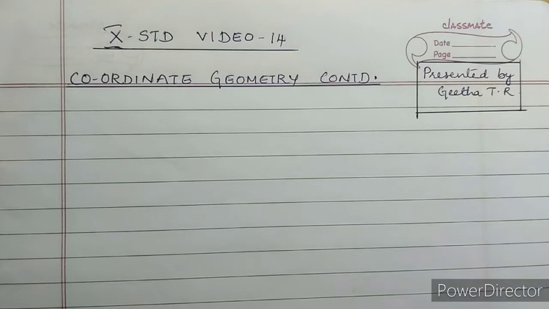And if you want to find the distance from the origin, you have to use the formula D is equal to square root of x square plus y square. So these two formulas we discussed in the last session. In this video, we will continue Exercise 7.1.